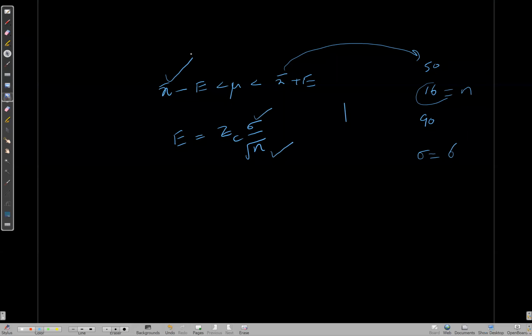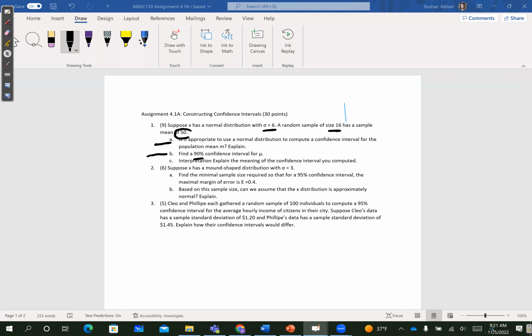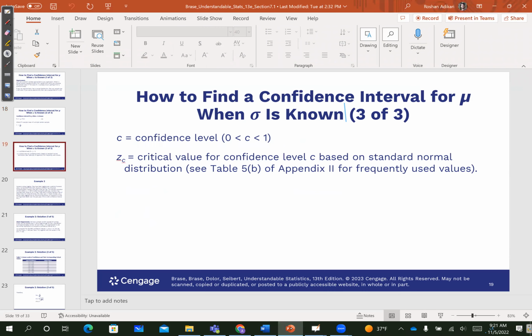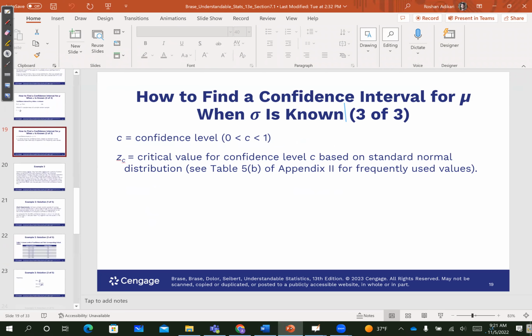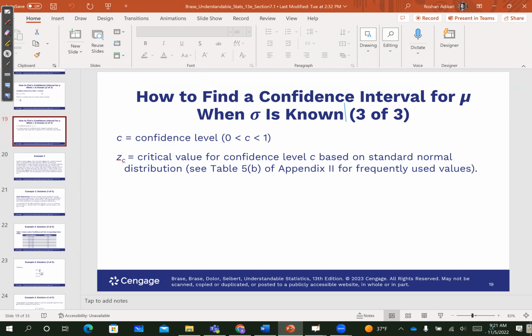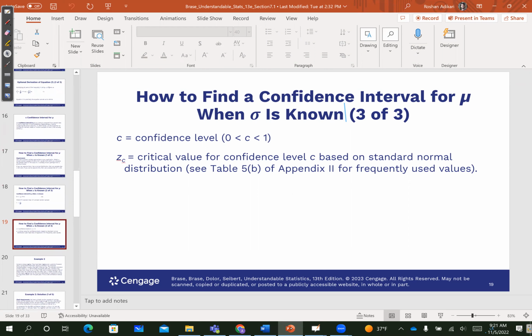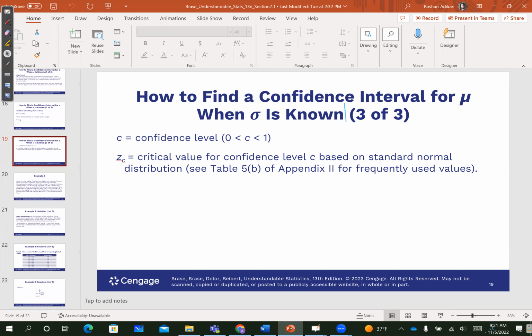You just need to find this. How do you find this? We use this, so this is the guy. The letter C means 90, so C is 90%, and that was explained in the previous examples. If you look at those examples, it's clearly explained there.